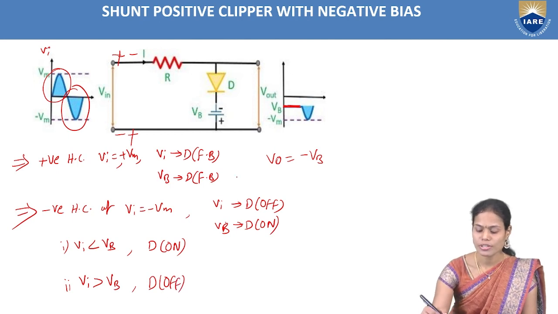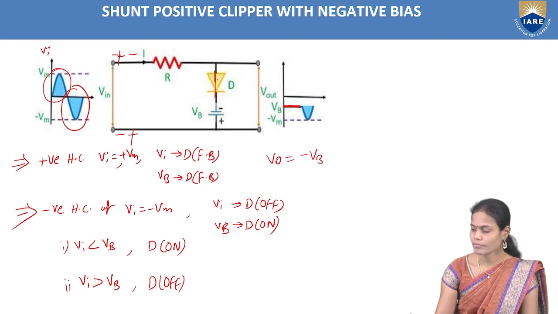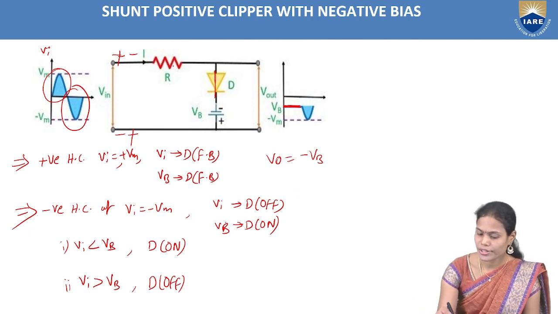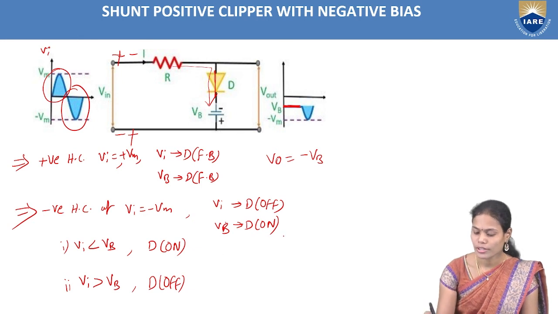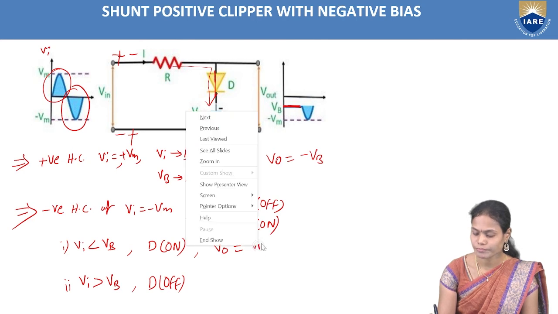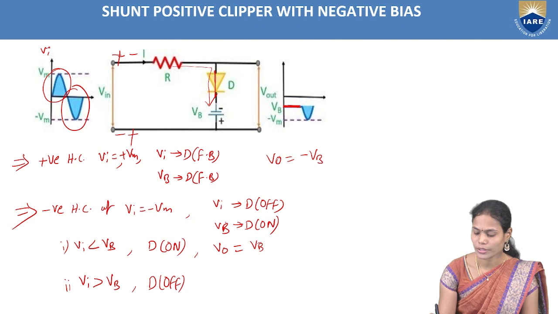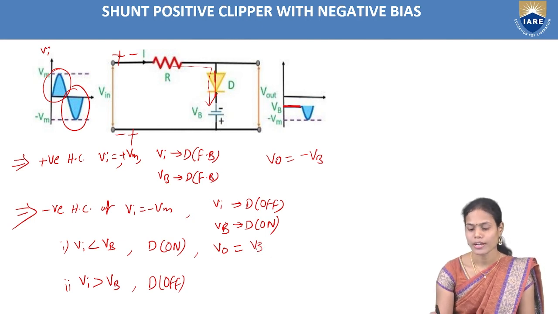So once the diode is conducting during Vi less than Vb, once it is on, the output voltage will pass through the diode to the ground. In this case, my output voltage is Vb. Okay, my output voltage is Vb.